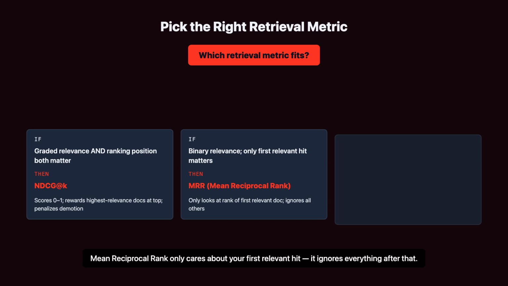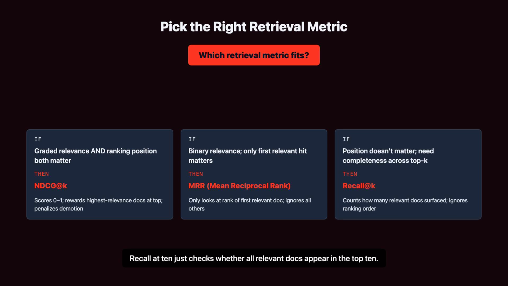Mean reciprocal rank only cares about your first relevant hit. It ignores everything after that. Recall at 10 just checks whether all relevant docs appear in the top 10. Order doesn't matter to it. When graded relevance plus position both matter, reach for NDCG. That's the pattern the exam tests.